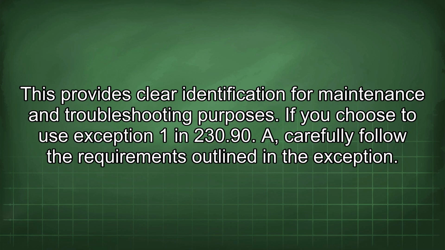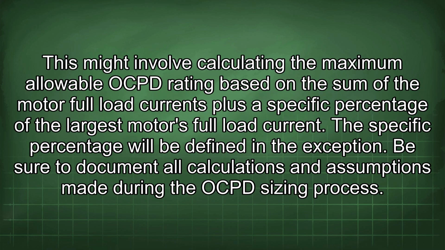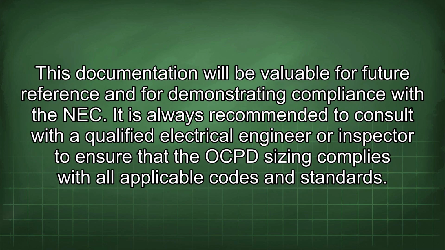If you choose to use exception 1 in 230.90, carefully follow the requirements outlined in the exception. This might involve calculating the maximum allowable OCPD rating based on the sum of the motor full load currents plus a specific percentage of the largest motor's full load current. The specific percentage will be defined in the exception. Be sure to document all calculations and assumptions made during the OCPD sizing process. This documentation will be valuable for future reference and for demonstrating compliance with the NEC.